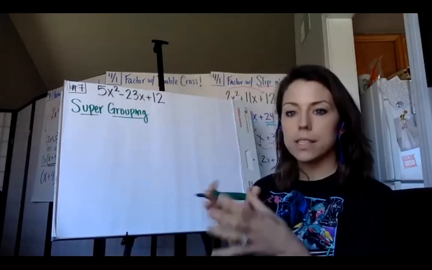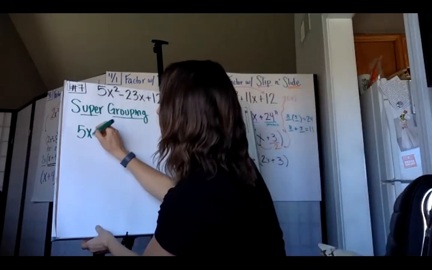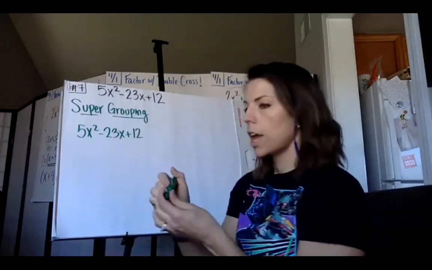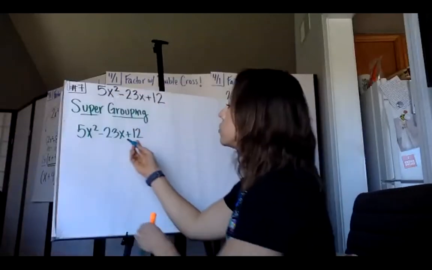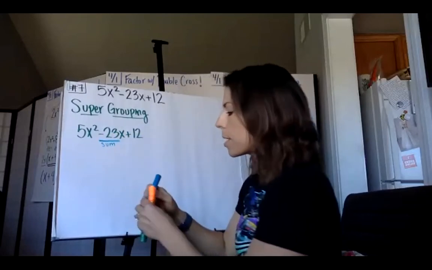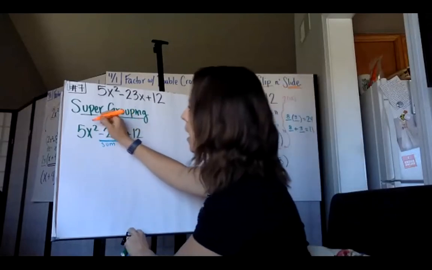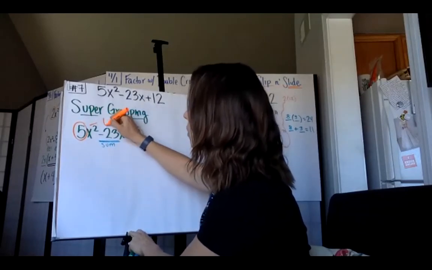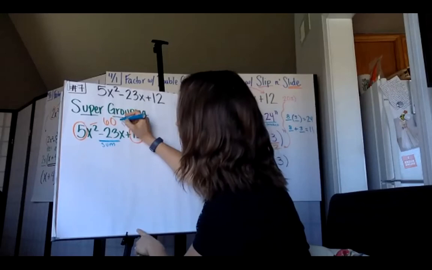So super grouping is essentially P's and Q's game with a little bit of a twist. So we start by writing it out, 5x squared minus 23x plus 12. And the way that this works is you're still trying to find two numbers that have a sum of the middle term. So it's what two numbers have a sum of negative 23. But instead of what two numbers have a product of 5, in this method, you multiply the first and the last term together. 5 times 12 is 60. And it's what two numbers have a product of 60.